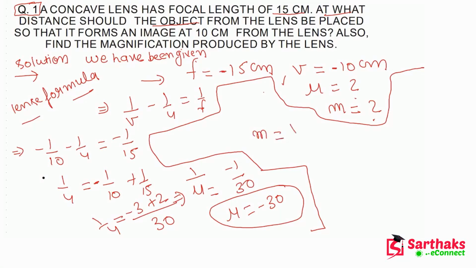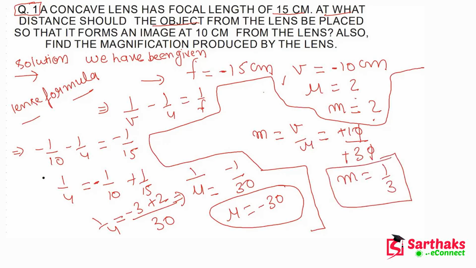So now let's find out the value of m. M is equal to V upon U. And what is V? Okay, minus 10. And what is U? U is minus 30. So it will come 1 by 3. So the value of m is 1 by 3. So we have calculated the magnification and we have also calculated the object distance. I hope guys you got it. Now let's move on to the next slide.